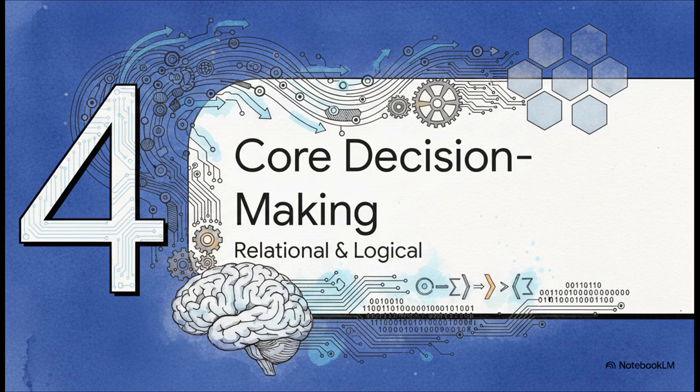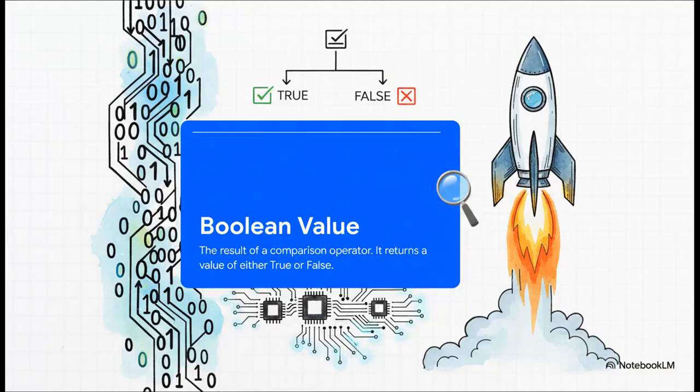Okay, let's move to the main event. We have tools to calculate and manage our data. It is now time to give our machine the power to make its own intelligent decisions, and we do this with relational and logical operations. Every single piece of modern software, from your phone's operating system to the guidance system on a rocket, is built on this one simple concept: Boolean evaluation. Every complex decision boils down to a series of simple questions with only one of two possible answers: true or false, yes or no, 1 or 0.